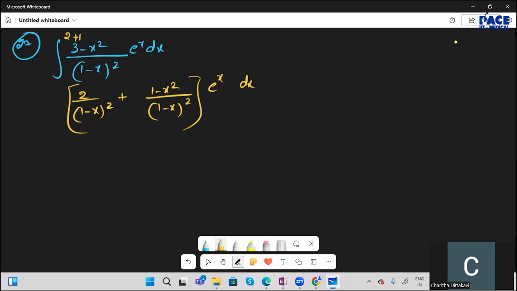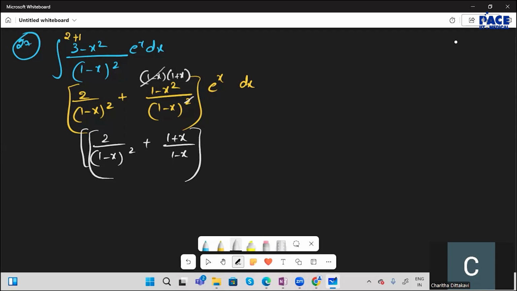Okay. Now, are there terms which are getting cancelled? Yes, because 1 minus x and 1 plus x is what I can find. 1 minus x may get cancelled here. So I am left with 2 by 1 minus x the whole square plus 1 plus x by 1 minus x multiplied by e power x dx. Okay. Now, this might be of the form e power x into f of x plus f dash of x, which I don't know. I need to check that. So in these two, which one could be our f of x?